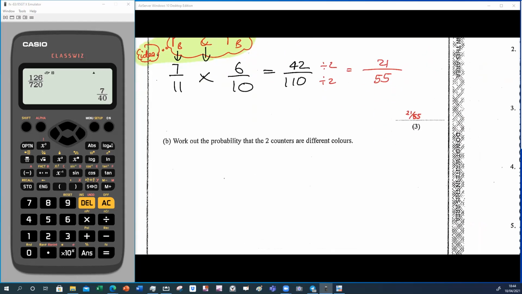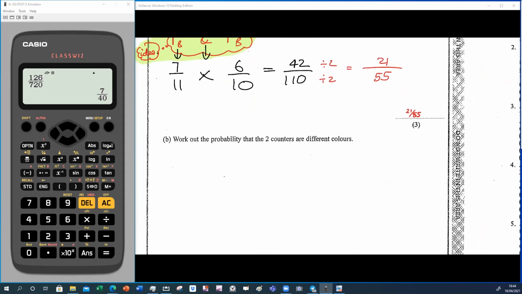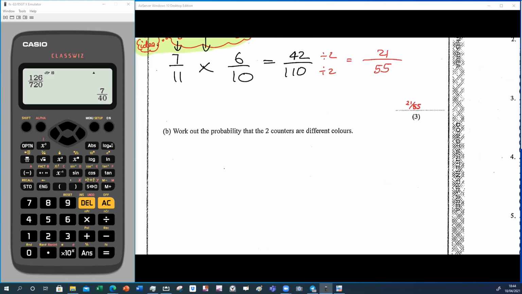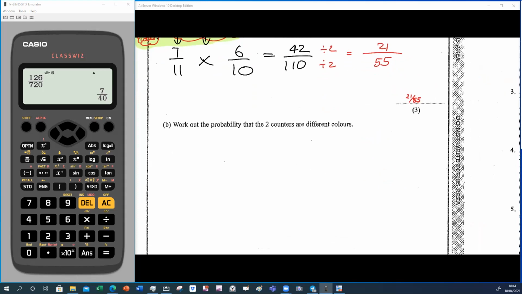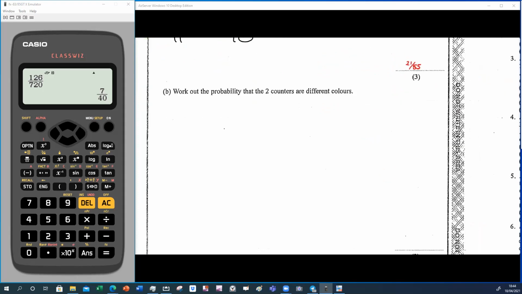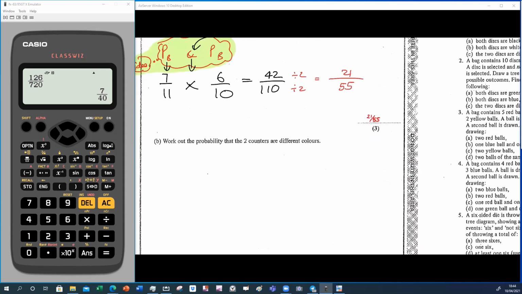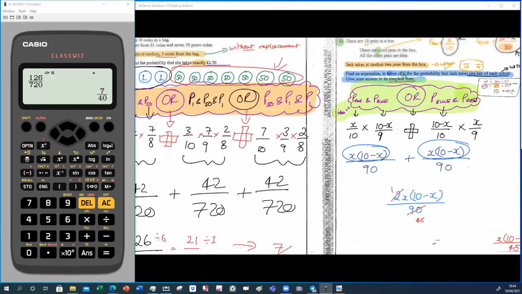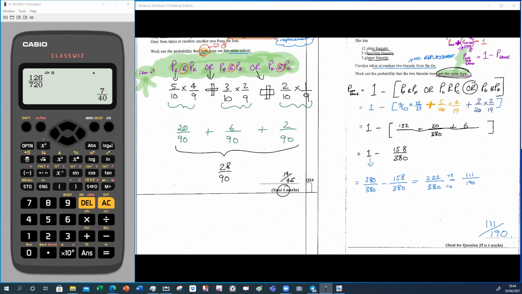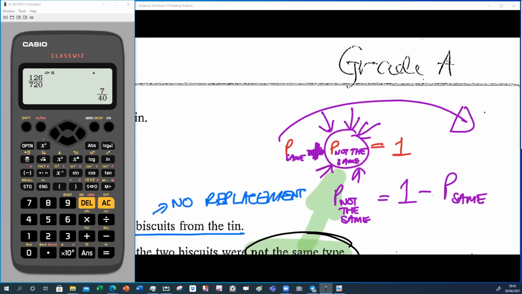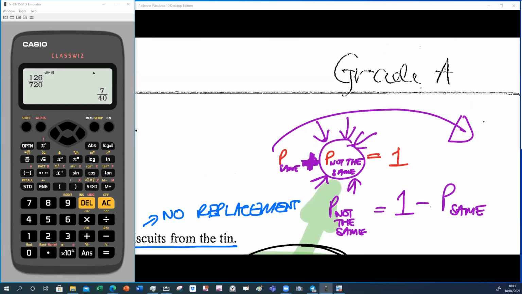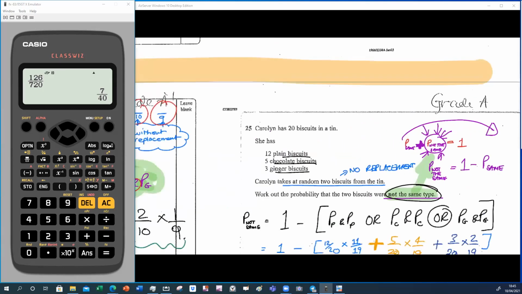All right. Work out the probability that the two counters are different colors. Now, you remember something that we just did earlier, when we had something not happening and happening? I'll remind you. Mutually exclusive. You remember when we did this stuff? Yeah, that concept. Okay.